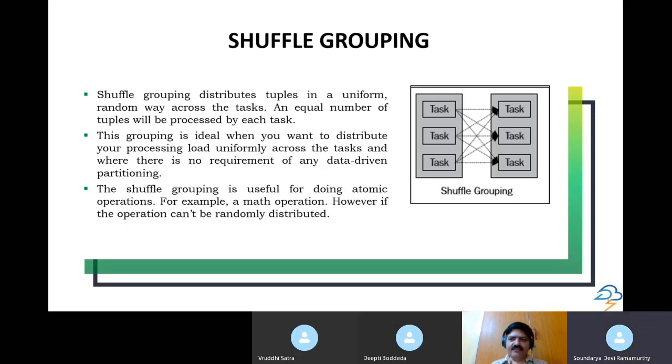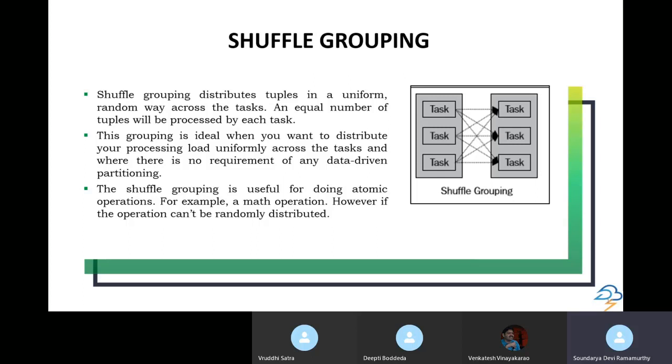So, let's see what about shuffle grouping. Shuffle grouping generally distributes the tuples uniformly. By uniform, we mean that suppose we have 10,000 streams and we have 10 tasks in the target executor, it divides in a uniform way so that every task in the target will get 1,000 streams. Thereby this ensures that equal work is given to each task in that executor. And this can be used only if there is no requirement of data-driven partitioning.